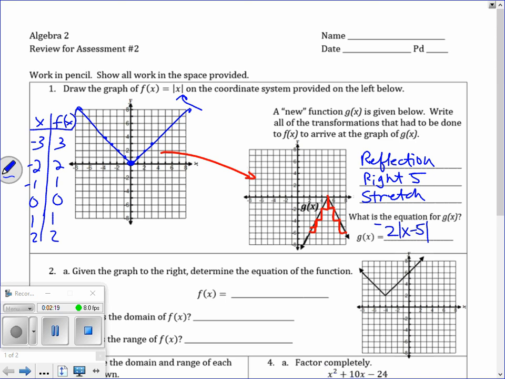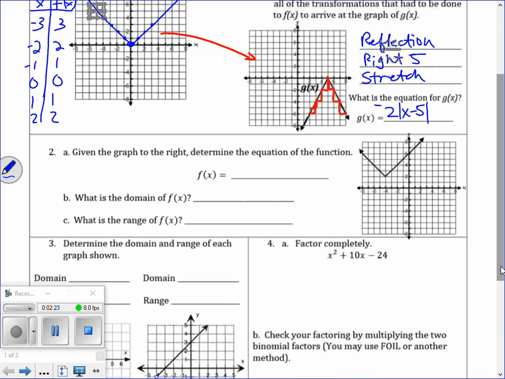All right, so number 2. Given the graph at the right, determine the equation of the function. So this graph right here, the vertex got moved from the center over here. So it got moved left 4 and up 2. So put some absolute value bars. Left 4 would be x plus 4. Up 2 would be plus 2. It did not get reflected, and it looks to me like the slopes of these lines here are both 1 and -1.